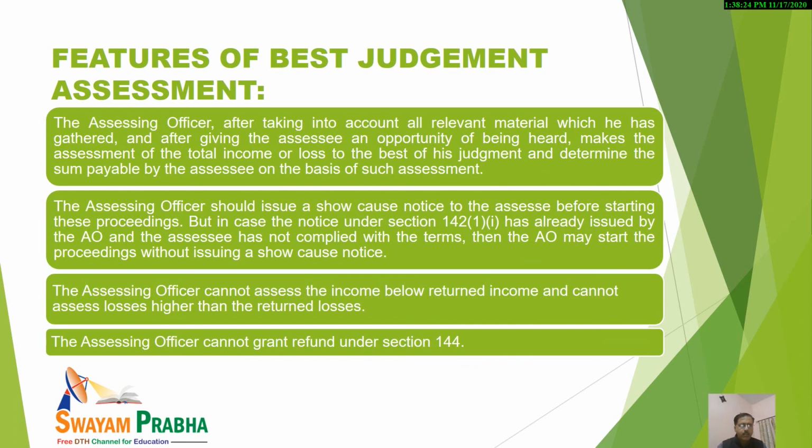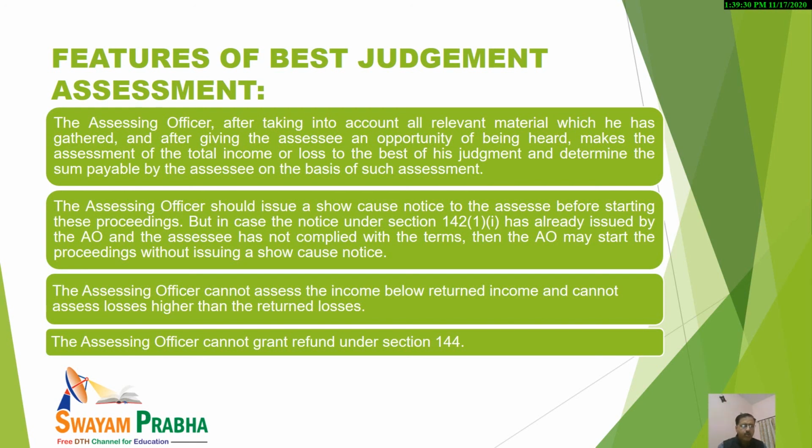Then before starting the procedure under best judgment assessment, a show cause notice should be given to the assessee. But kindly note that in case some notice under section 142(1) has already been issued by the assessing officer, and the assessee has not replied to that notice and has not complied with that notice, in that case, no new notice needs to be given. In that case, the assessing officer is empowered to commence the proceedings of best judgment assessment, even without giving some further notice. So that notice already given under section 142(1) is sufficient. That will suffice the matter. So it should be noted.